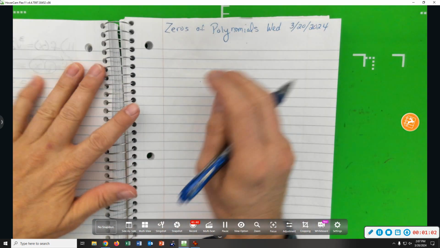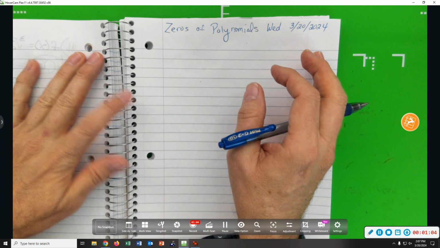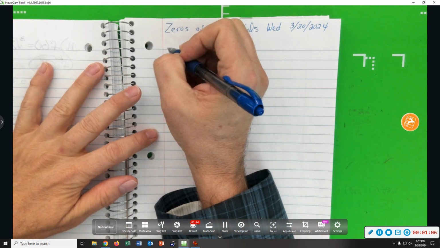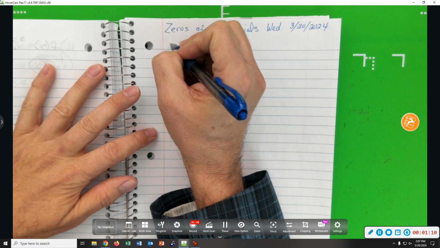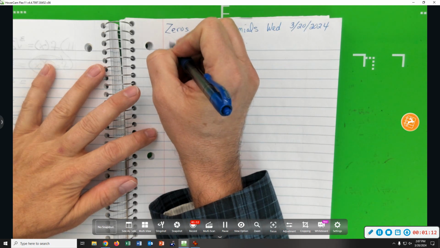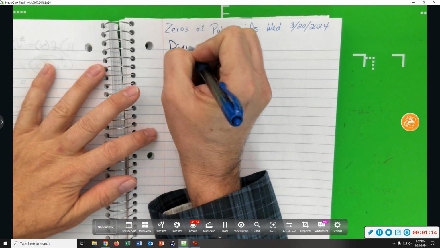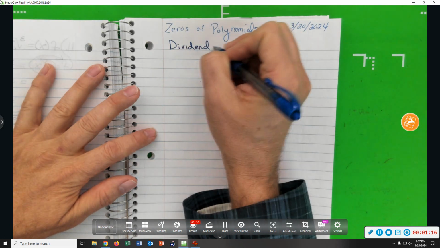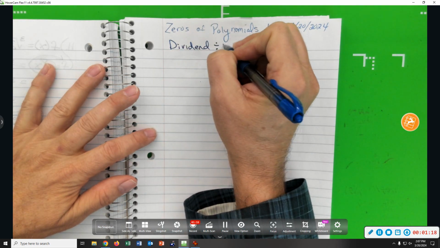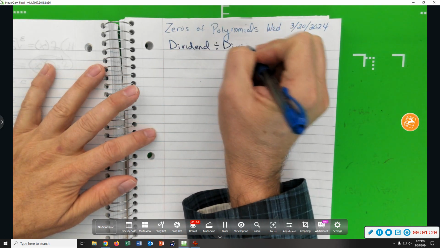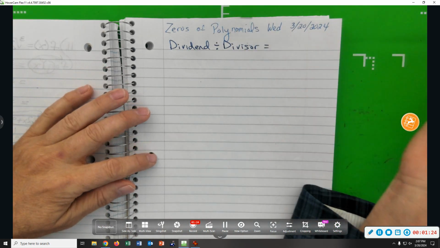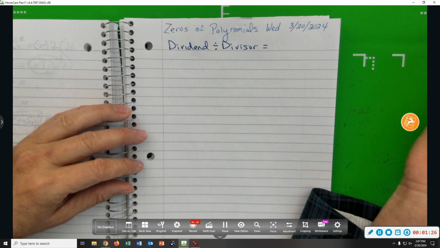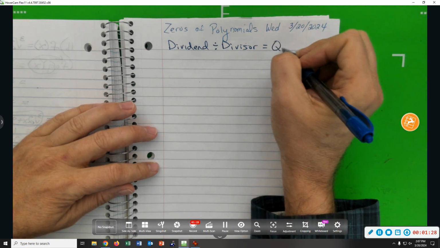There are generally three accepted methods of representing division. Just the standard old division bar. The thing that's being divided is the dividend. Dividend divided by divisor. Do you remember what the answer to a division problem is called? It starts with a Q. Quotient. Good.